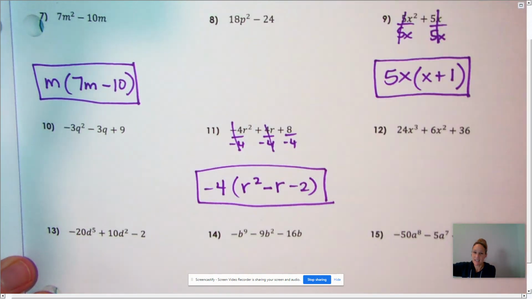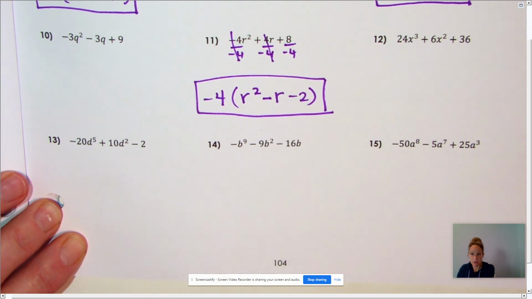We're almost done. It's taking forever, huh? All right, good job persevering, you guys.